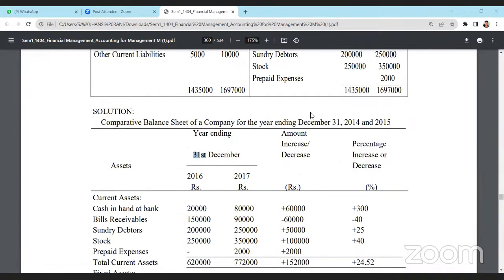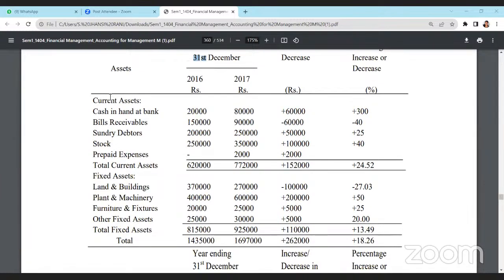That is what is called a comparative statement, whether it is a balance sheet or a profit and loss account. To do this, first we should know the format. Then we should write 16 and 17.